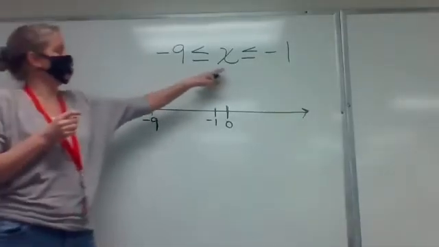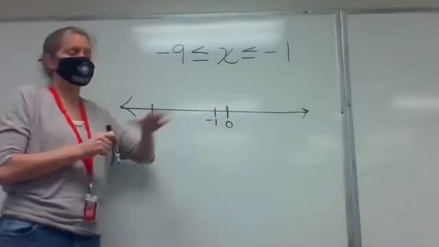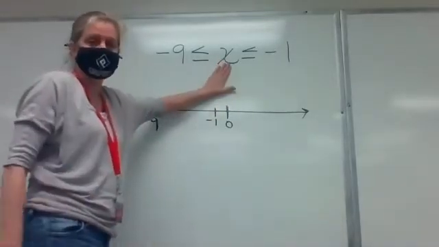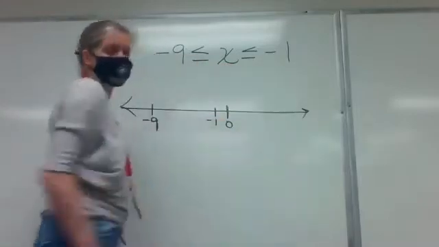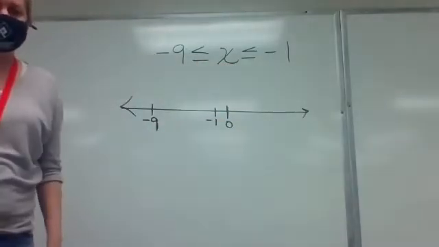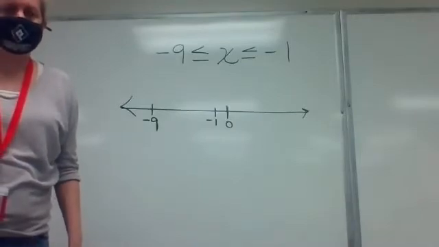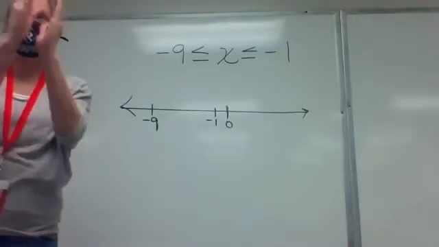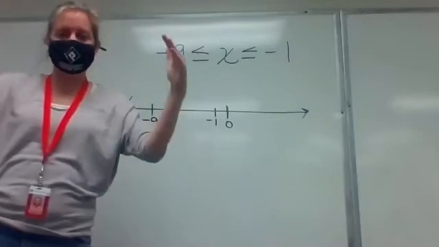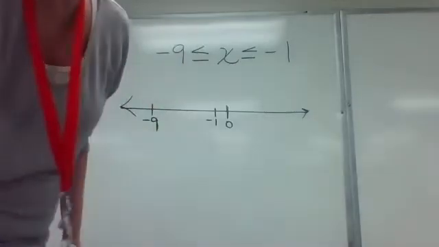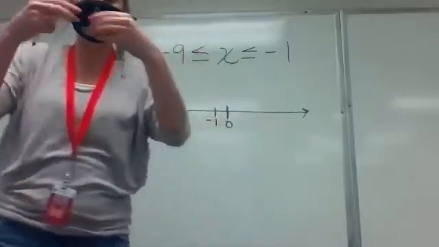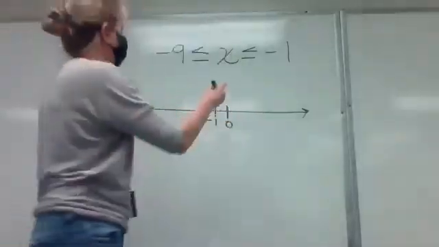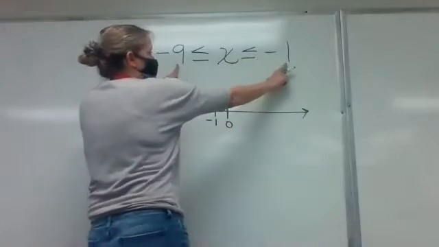So if you're looking at this, this is saying x is the numbers between -9 and -1. So if it has the x in between 2 numbers, that's what you want to represent. You don't want to say going on forever to the left or to the right. You want to say x is only the numbers. Look how it's in between these 2.